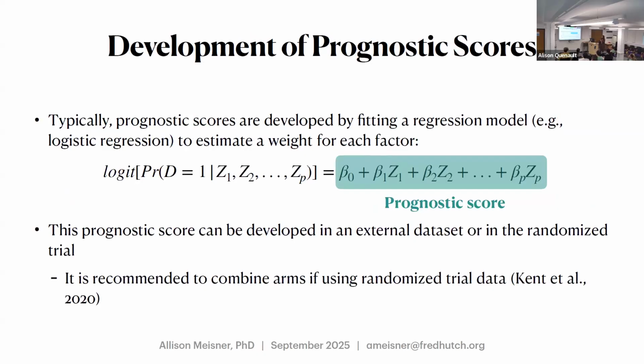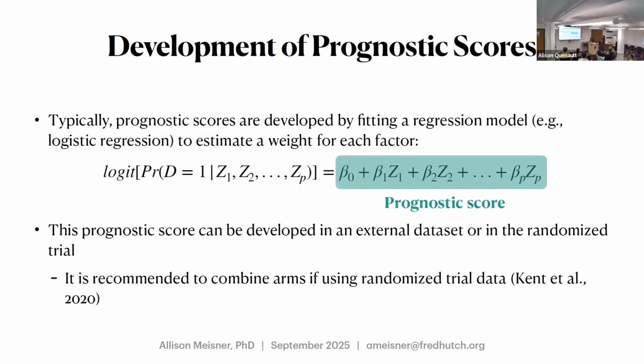So just really quickly, again, I think a lot of us are familiar with developing prognostic scores, but I just want to go over this briefly. So typically prognostic scores are developed by fitting a regression model, often logistic regression. You estimate a weight for each factor, and then you get the score in blue. That would be your prognostic score that can be used to estimate risk.